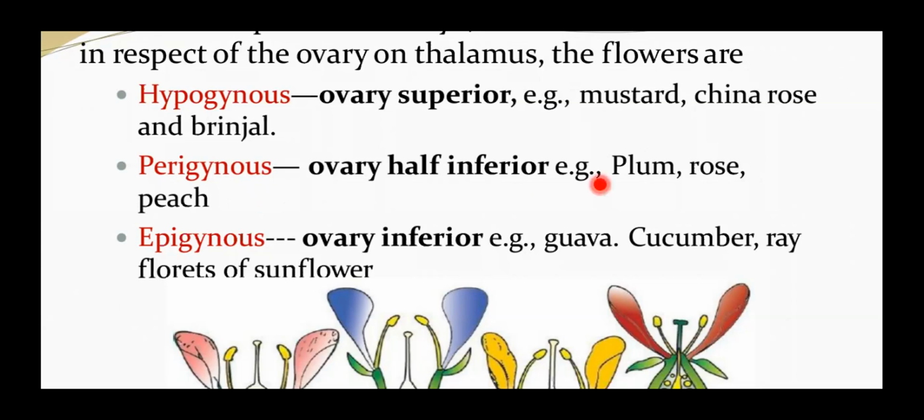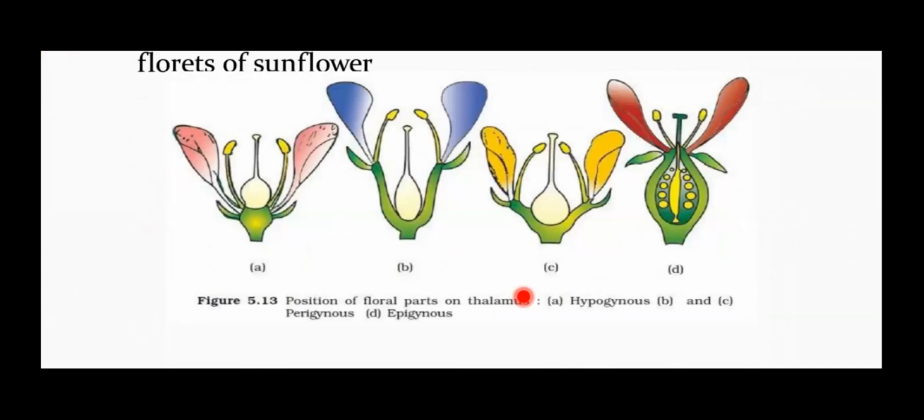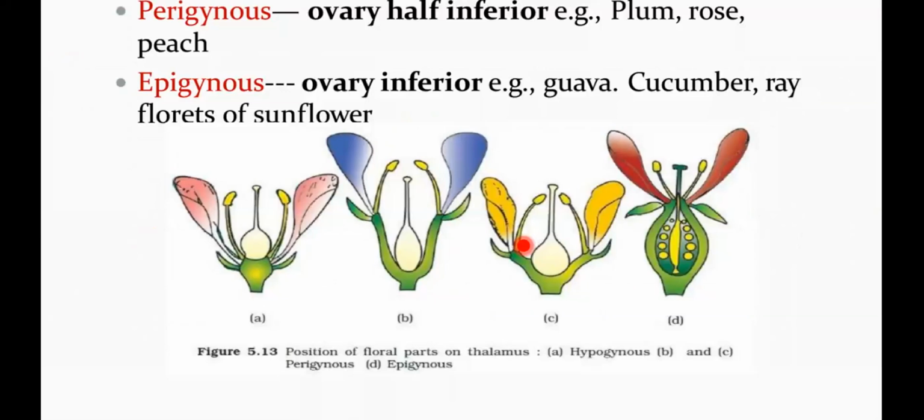Okay, lastly we have epigynous flower. So what is an epigynous flower? In this case, the margin of the thalamus grows upward and it encloses the ovary completely. Okay, and it gets fused with it. The other parts of the flower will arise above the ovary. Then in this case it is called epigynous flower, and in epigynous flower, ovary is said to be inferior. Example is guava, cucumber, ray florets of sunflower. You can see the pictures here. Okay, the picture A, B, C, D. So A is nothing but hypogynous, B and C are nothing but perigynous, and the last one D is nothing but the epigynous flower.